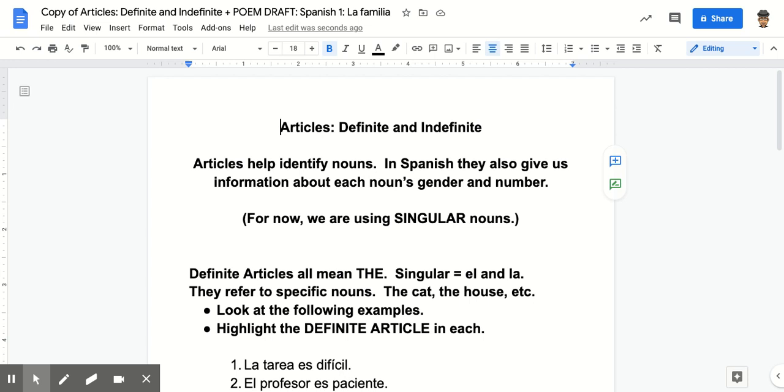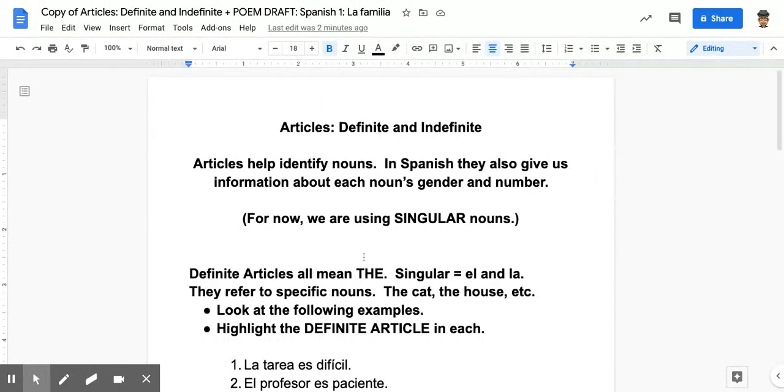Today we are looking at articles, definite and indefinite. These are tiny little words that carry a lot of weight in Spanish. They also exist in English. Articles are little words that are hard to define, but they help us identify nouns. In Spanish, they also give us information about each noun's gender, masculine or feminine, and number, singular or plural. Right now, we are only dealing with singular nouns, so you don't really need to worry all that much about plurals. Those will be coming soon.